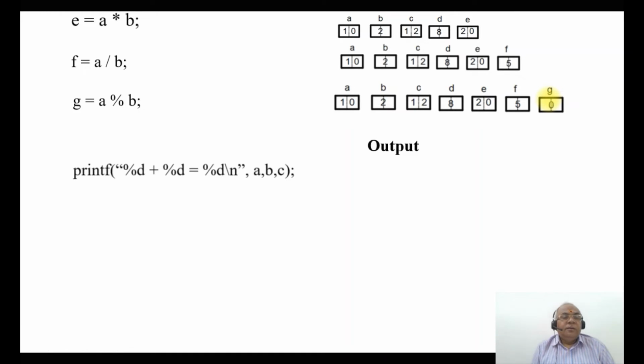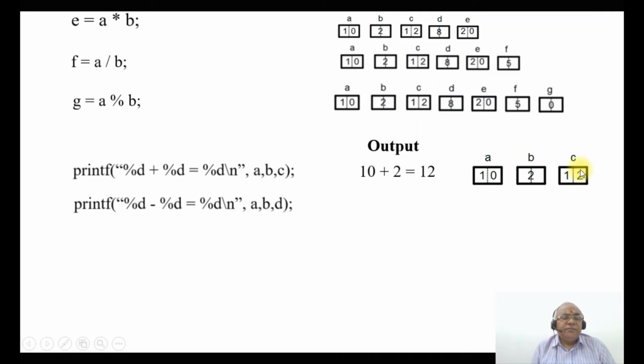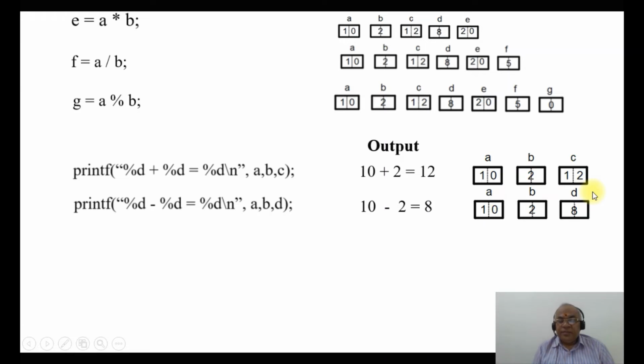And then the output: printf("%d + %d = %d\n", a, b, c). So a plus b, 10 plus 2, will be equal to 12. So this is how you will get the output of 10, 2 and 12. Then we have the printf for the subtraction, a minus b: "%d - %d = %d\n", a, b, d. So that is the output you are going to get. Here 10 minus 2 will give you 8. So this is the memory, and these are the variable names a, b, d.